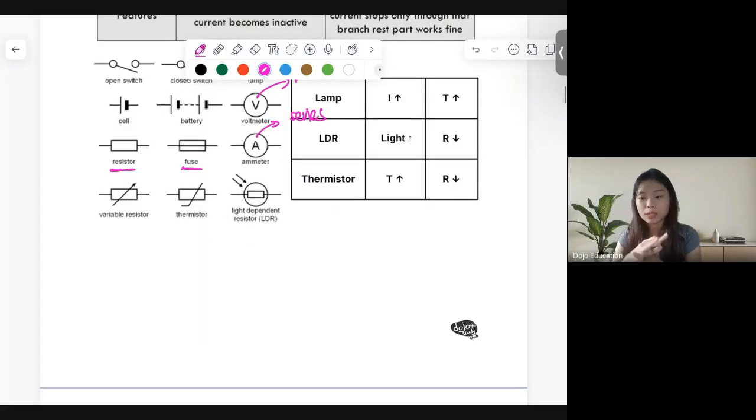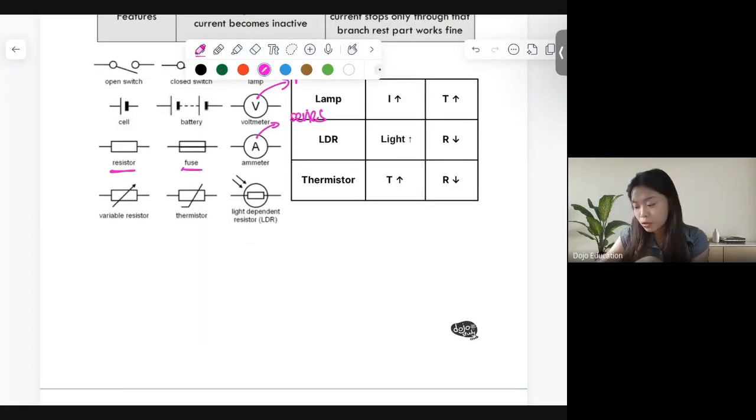Then there will be three things that we'll be focusing on. First of all, variable resistor. Second, thermistor. Third, light-dependent resistor. So resistor, as we all know, basically just determines how much resistance the circuit has. I can have a fixed resistor, this one, and I say my resistor is like 5 ohm. And that's my fixed resistor for the entire circuit.